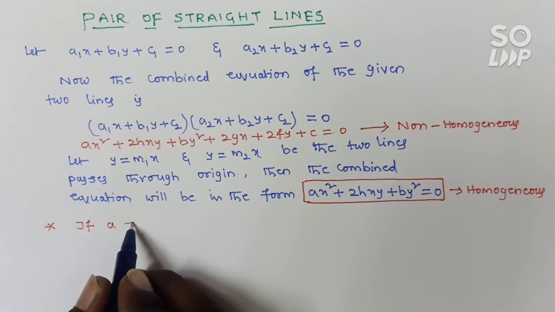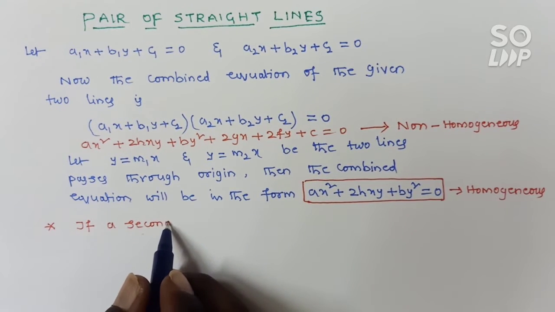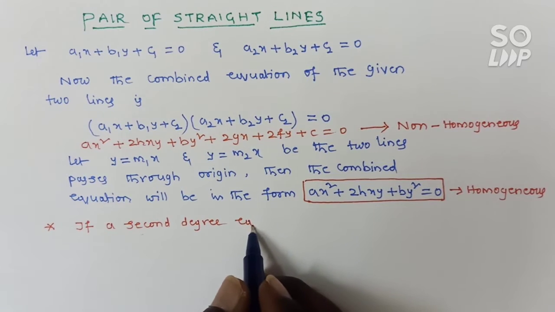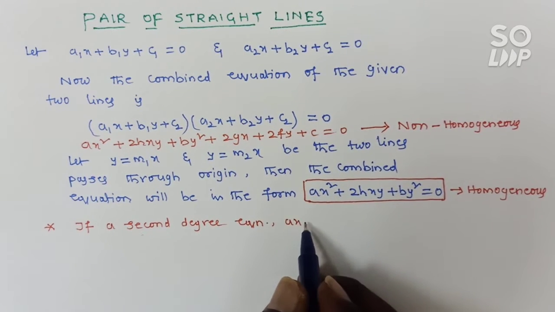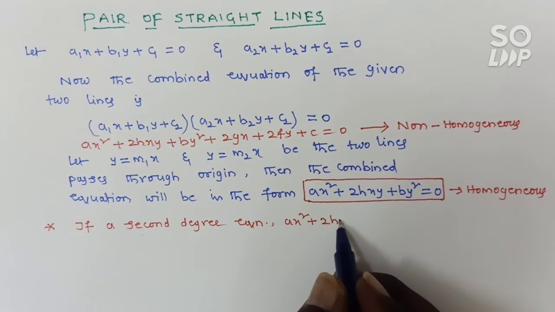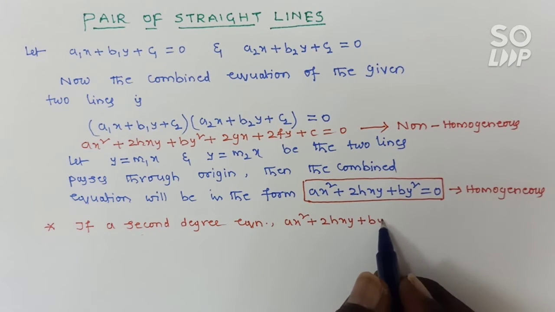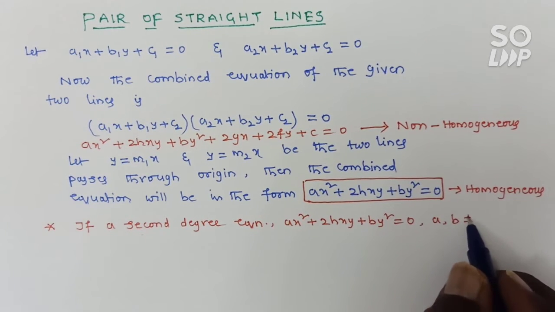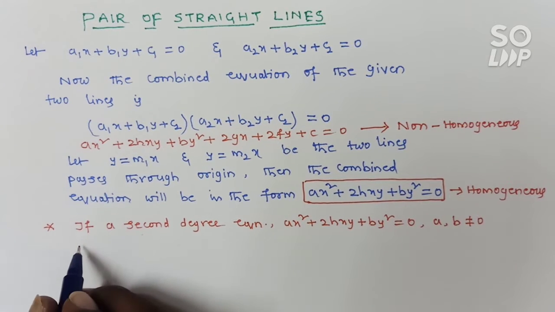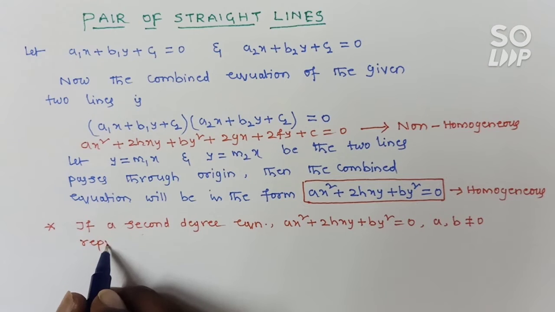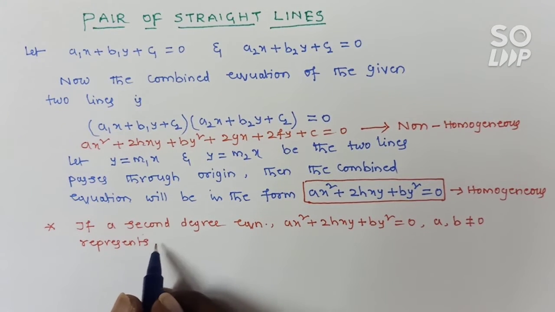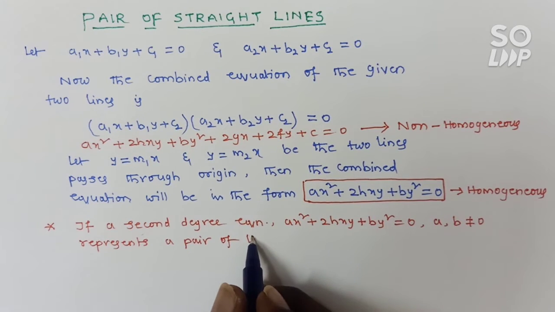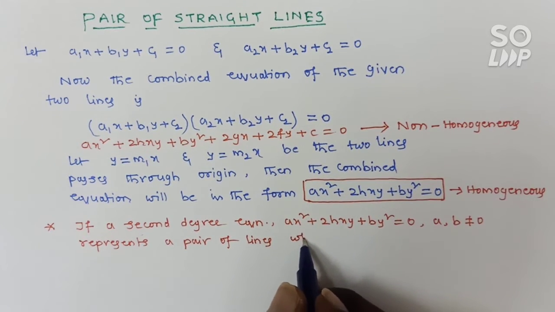The first one is: if a second degree equation a x square plus 2h xy plus b y square is equal to 0, where a, b not equal to 0, represents a pair of lines which pass through origin.